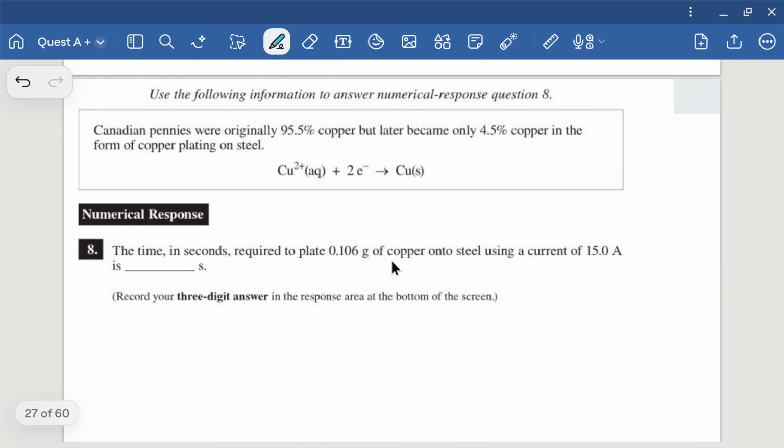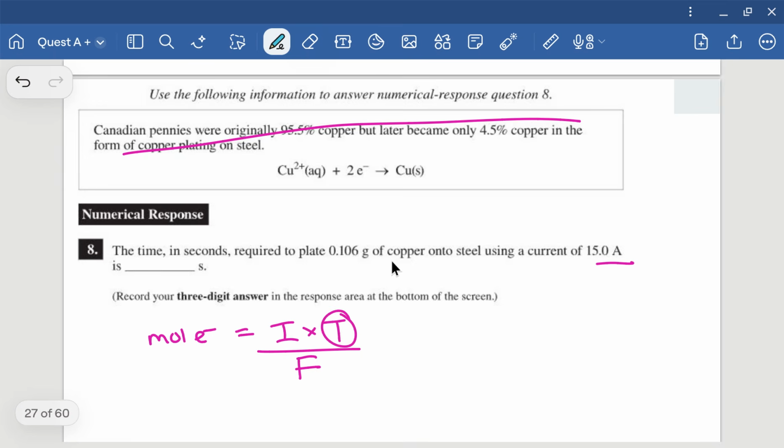Okay, our next one, we have this information about pennies having 95.5% copper, and then later on only 4.5% copper. That's a bit useless information, but over here it's asking the time it will take to plate 0.106 grams of copper onto steel using this current. This is just showing we know Faraday's law. So using moles of electrons equals your amps times your time in seconds divided by the constant. And here you are solving for T.